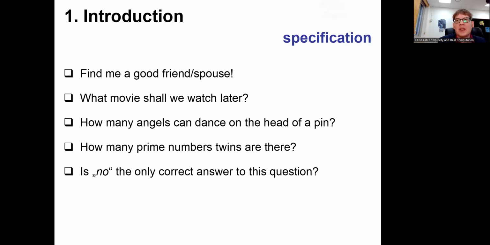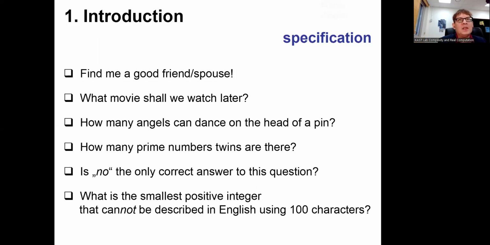This is an example of a paradoxical question, which provably has no consistent answer. So this is something from logic, actually. Another paradoxical question from logic, based on Berry's paradox, is: what is the smallest positive integer that cannot be described in English using 100 characters? Also, this superficially looks like a unique mathematical specification. There always exists a least positive integer, but semantically this leads to a contradiction.